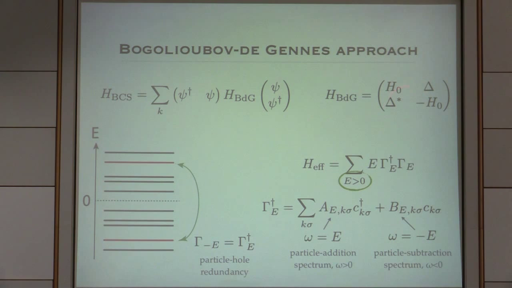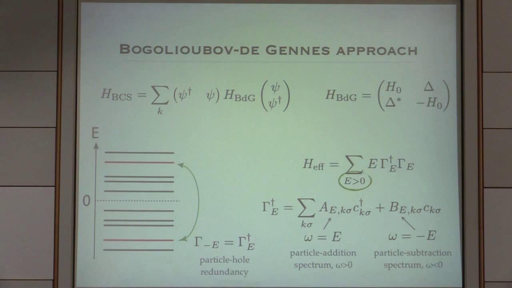Now, to get rid of this redundancy, what you can do is just speak about excitations with respect to the ground state of the system. And in this case, you only keep the positive energy states, because by definition, an excitation has larger energy than the ground state. But these operators are actually combinations, so superpositions, of particle creation and particle annihilation operators. So in fact, in this approach, you still describe the full spectrum of the system, both particle-like and hole-like excitations, so at positive and negative frequencies.